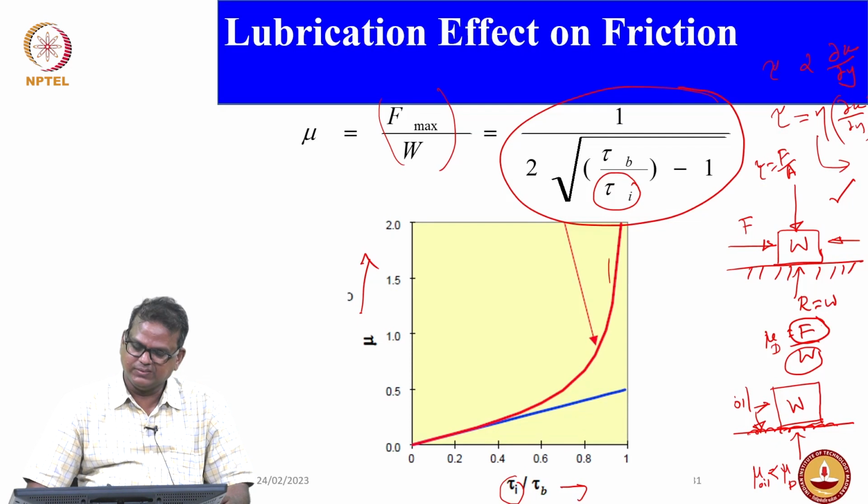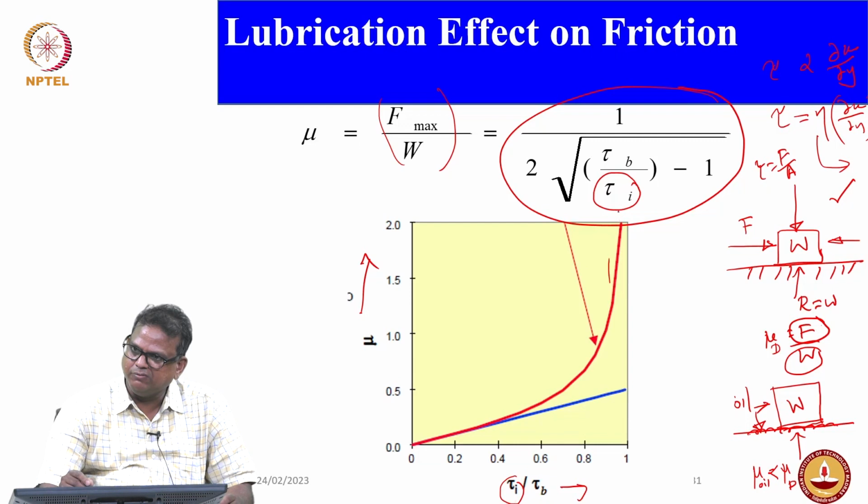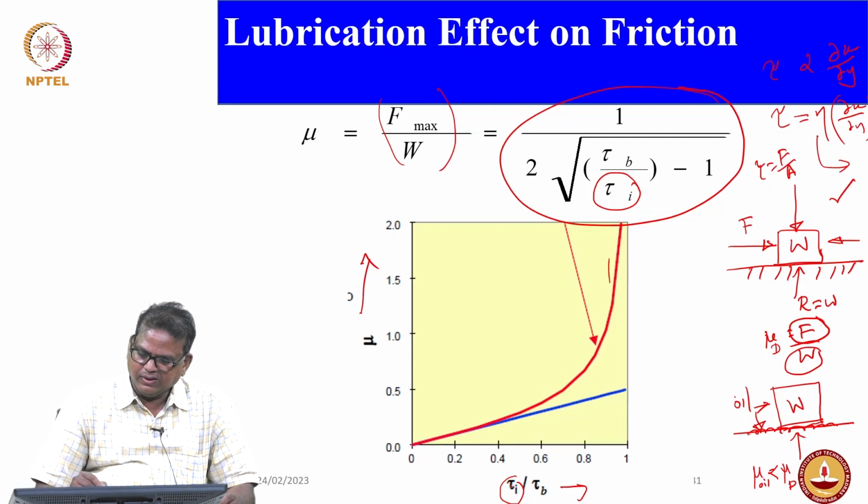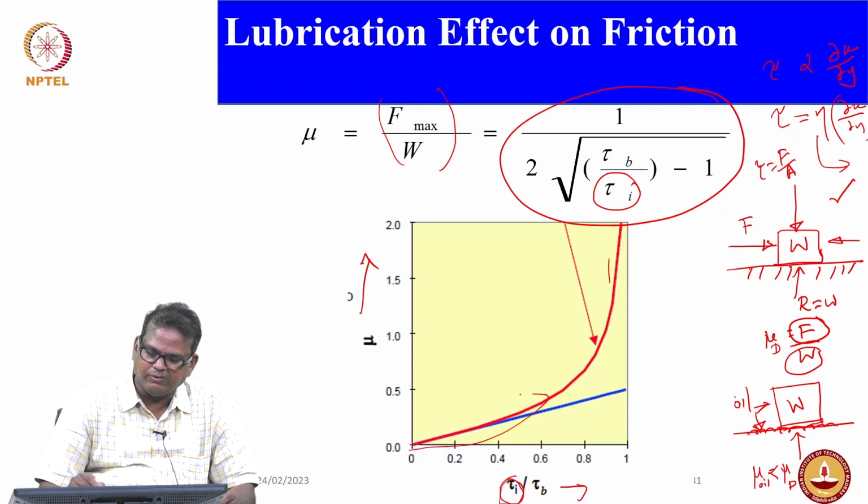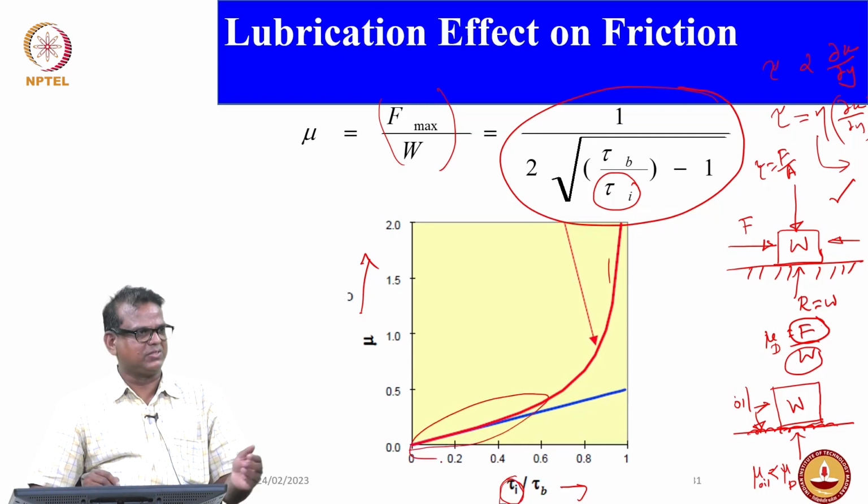What happened? Can you see the relationship now, right? My question is, if the shear strength of the film and the shear strength of the base material are equal, what happens to your coefficient of friction? The coefficient of friction will be very high. As you keep reducing this value, the lower the shear strength of the lubricant, the lower your coefficient of friction will be. This is the concept.